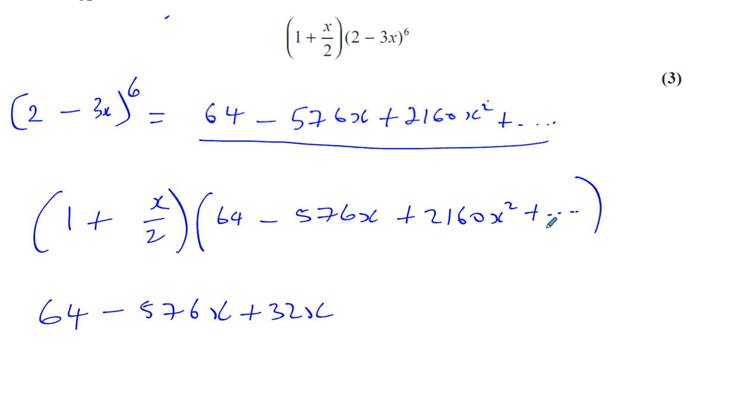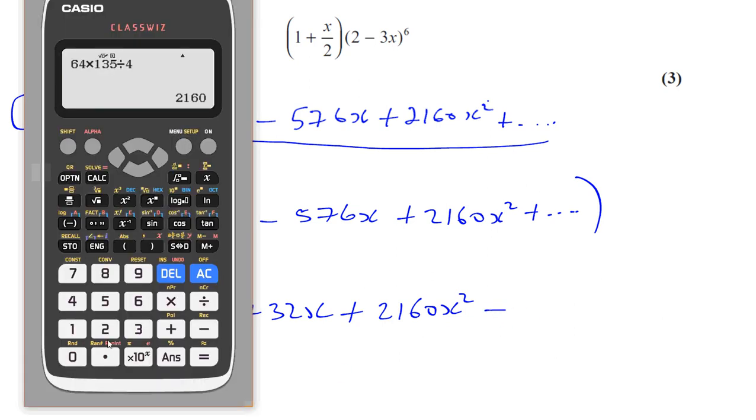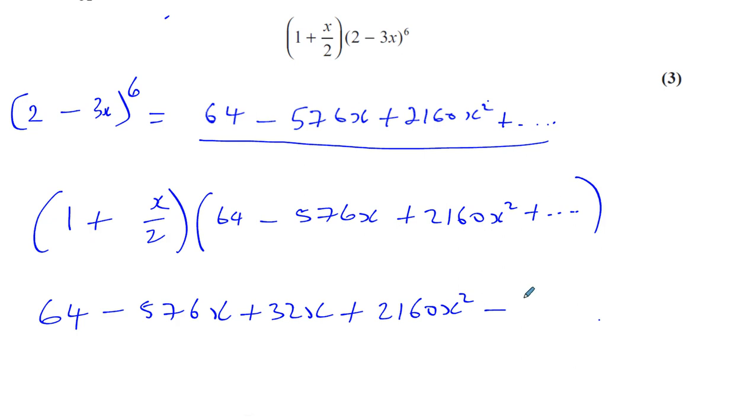And then the x squared terms will be found by doing 1 times 2160x squared. But there will also be an x squared term found when you do x over 2 times minus 576, which is going to be negative, and 576 divided by 2 is going to give you 288. So you're going to have minus 288x squared. Okay, so x over 2 times 576x will give me an x squared term, which is 288x squared.